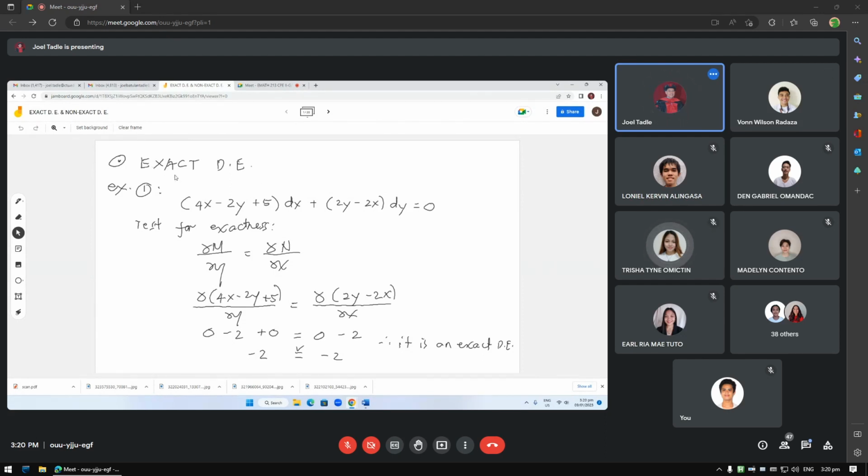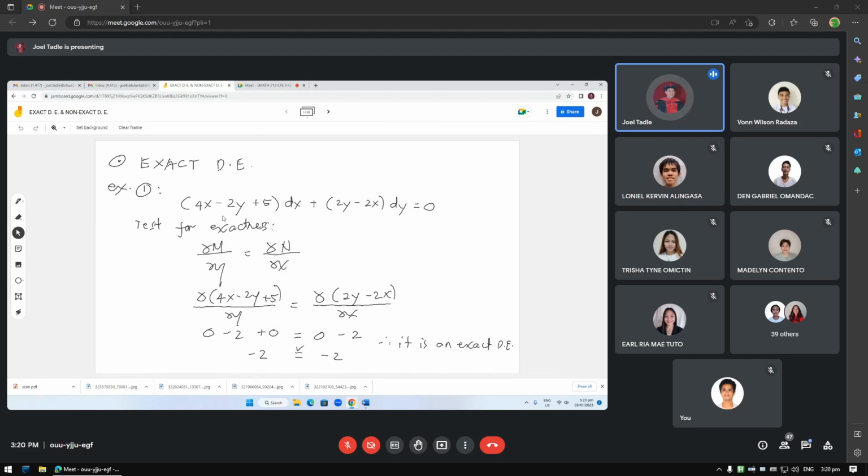Okay. So this is our first example for exact DE, nani sa atong notes kaganina, no? So the given is the quantity 4x minus 2y plus 5 times dx plus quantity 2y minus 2x times dy equals 0. So this is M dx plus N dy equals 0. So to test for exactness, we have to follow this rule that partial derivative of M with respect to y is equal to partial derivative of N with respect to x.